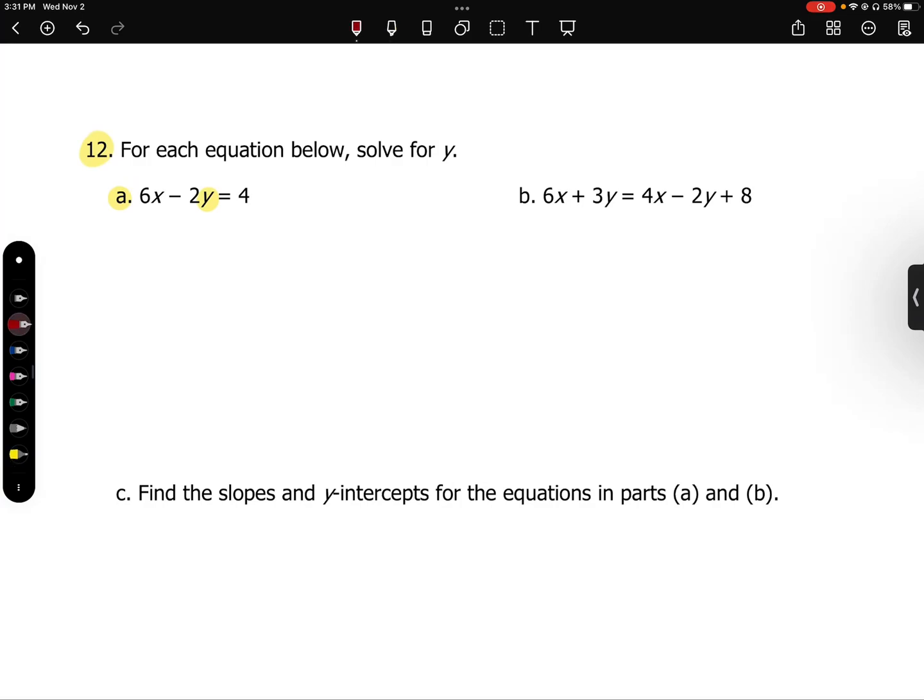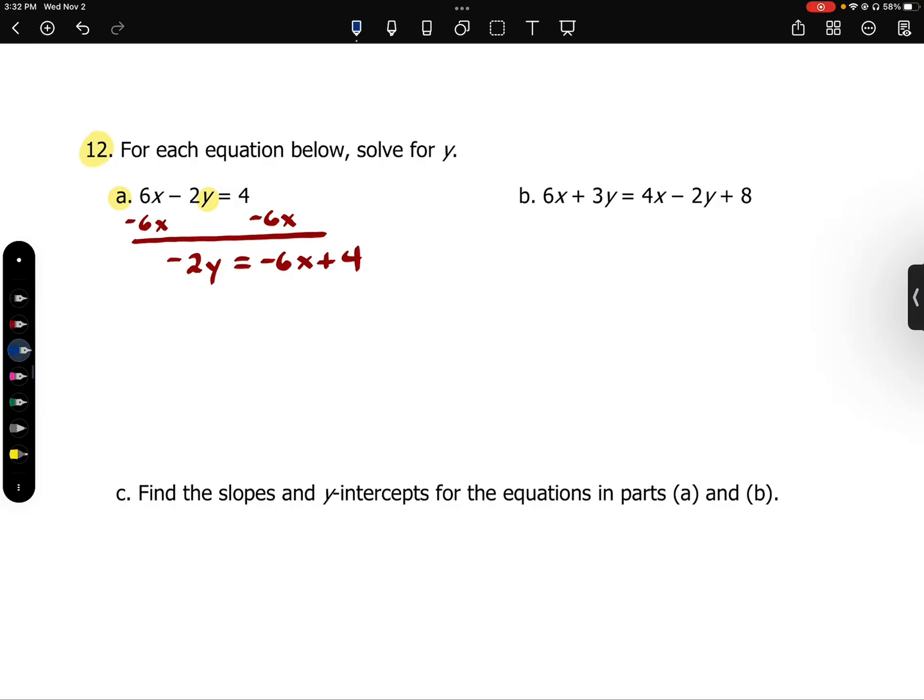Remember, the first thing we want to do is get rid of what's not attached to it, so I'm going to subtract 6x from each side. That's not your only option to do, but I think this is probably the most common. So we now have negative 2y is going to equal negative 6x plus 4, or you could say 4 minus 6x, okay, as long as the negative stays with the 6x.